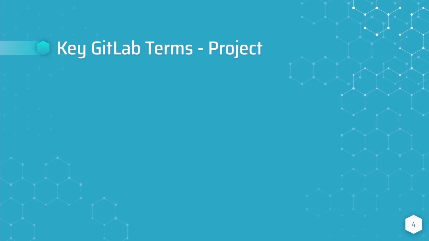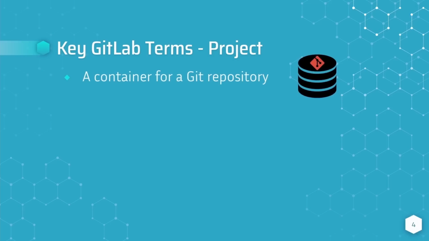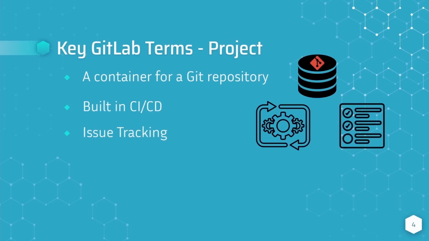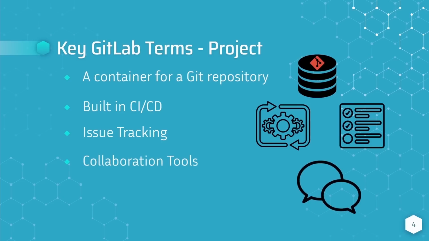The next important term is project. A GitLab project is essentially a container for a Git repository. Similar to GitHub repositories, there is a one-to-one mapping from a GitLab project to a Git repository. A GitLab project also has built-in CI/CD functionality. You can also perform issue tracking inside of a GitLab project. In addition, GitLab projects provide collaboration tools like merge requests. These are just some of the features that a GitLab project offers, but they are the features that we will primarily focus on in this series.